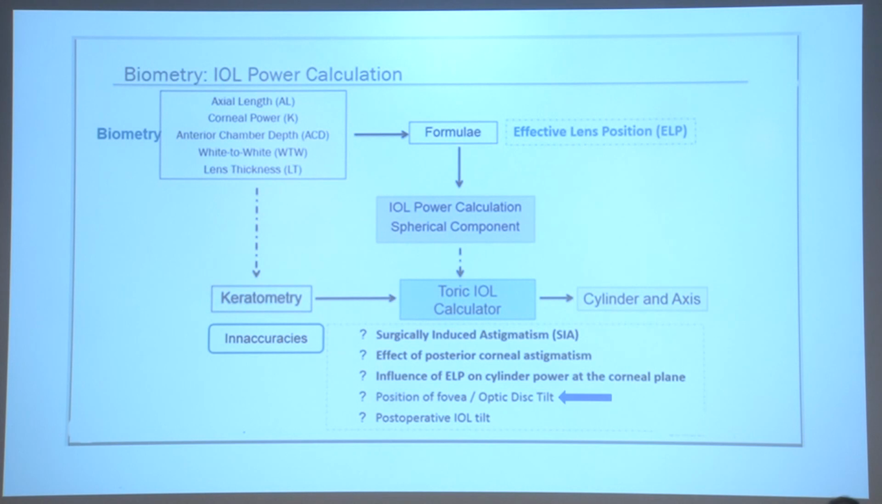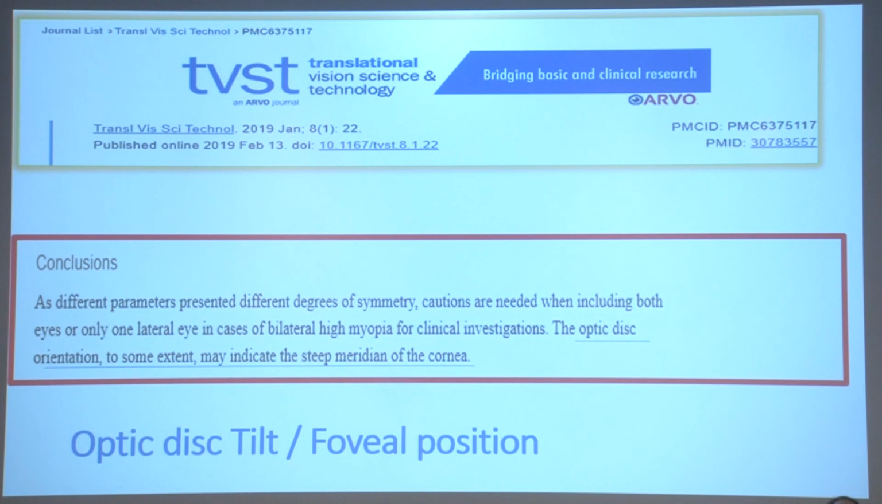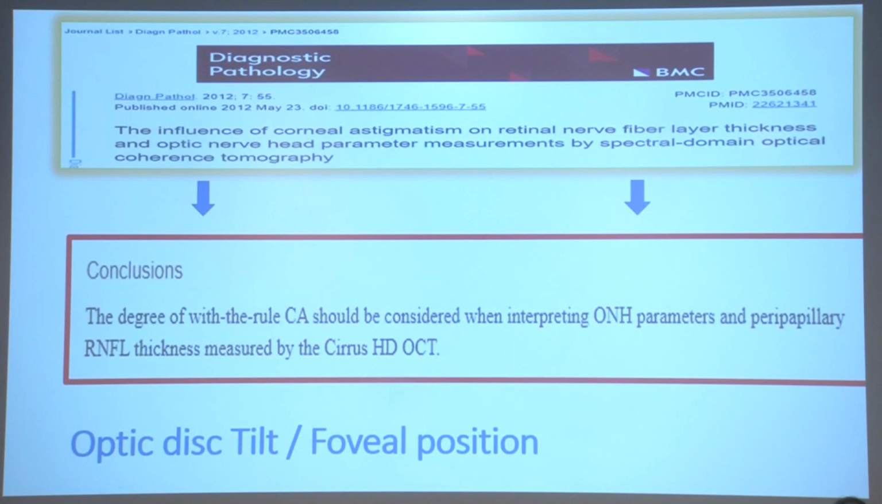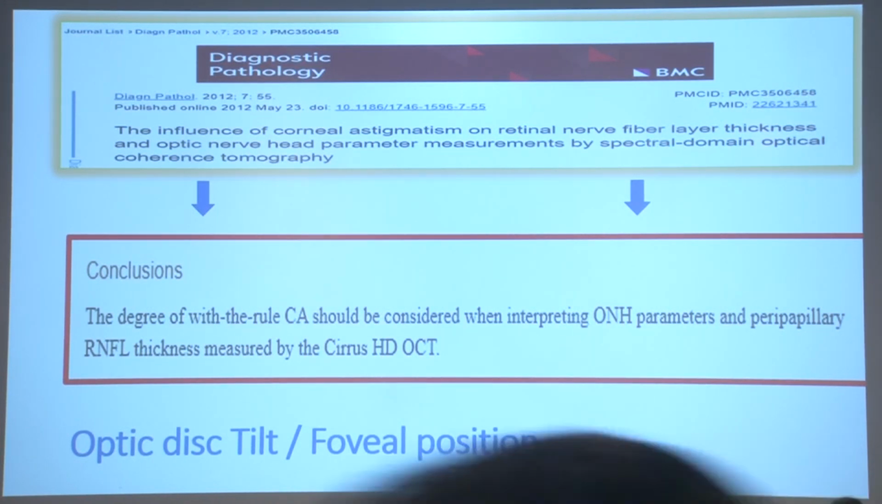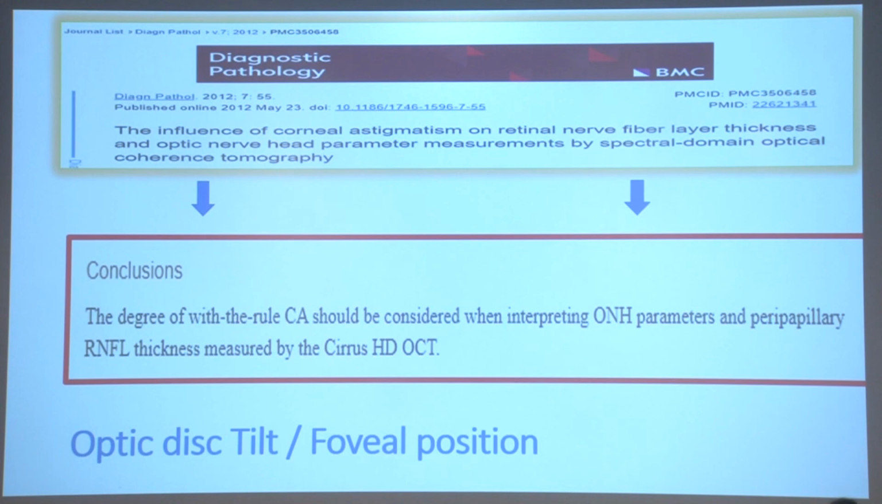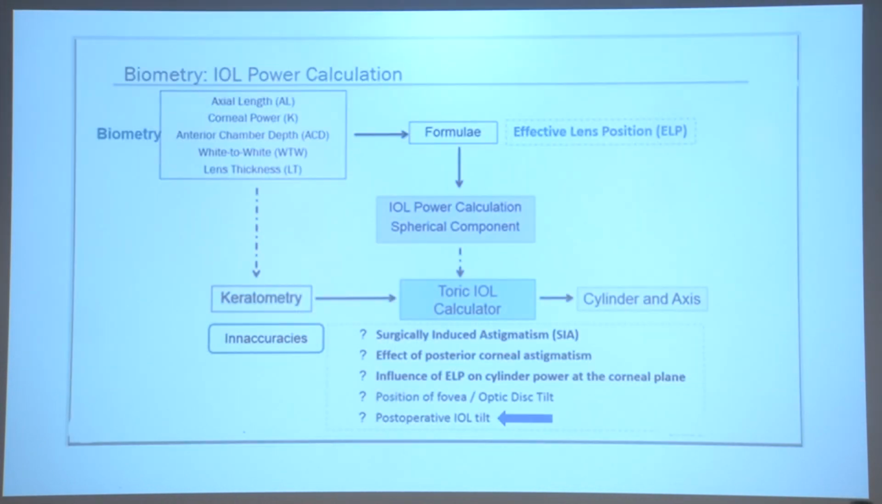The next thing which is coming up is the position of the fovea and the optic disc tilt factor. Still so many studies are going on. This is one study that the optic disc orientation to some extent may indicate the steeper meridian of the cornea. This is another study which also says that the OCT-based cornea is considered when interpreting the optic nerve head and the peripapillary retinal nerve fiber thickness. And lastly, the postoperative tilt factor.